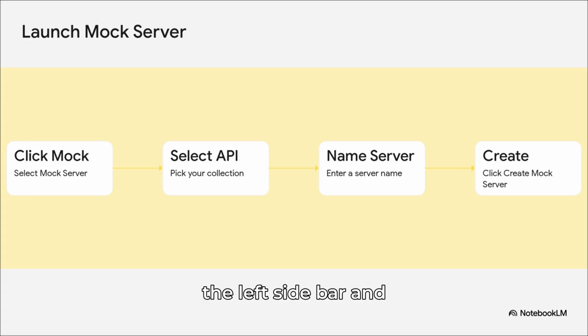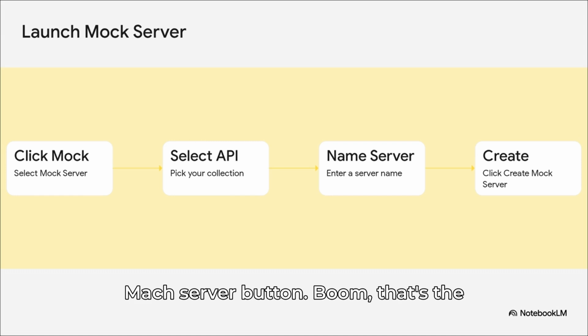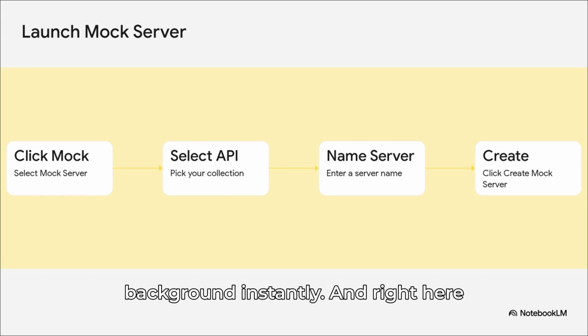Just navigate over to the left sidebar and click Mock Servers. It's going to ask which collection you want to simulate. We'll choose our Payment API collection, give your mock server a quick name, and finally, just hit that Create Mock Server button. Boom, that's the whole shebang. Postman handles all the cloud hosting in the background instantly.